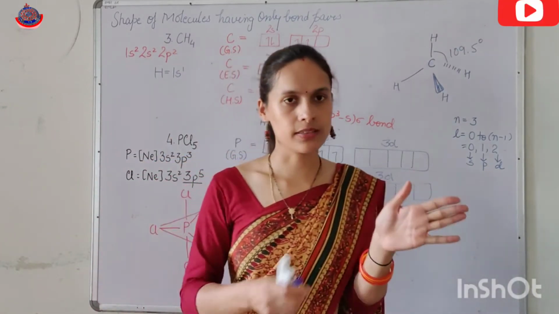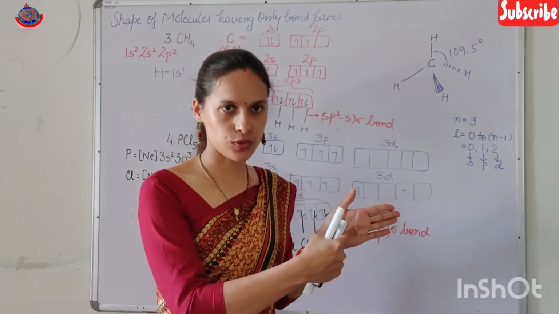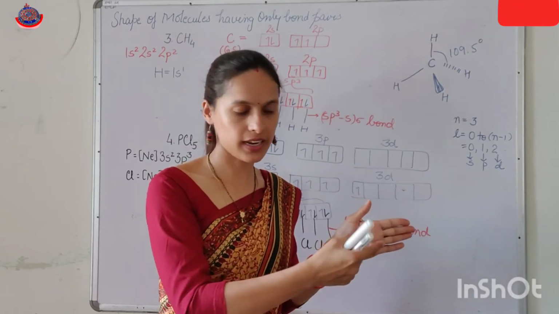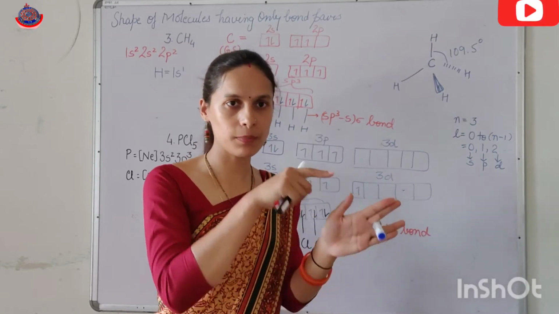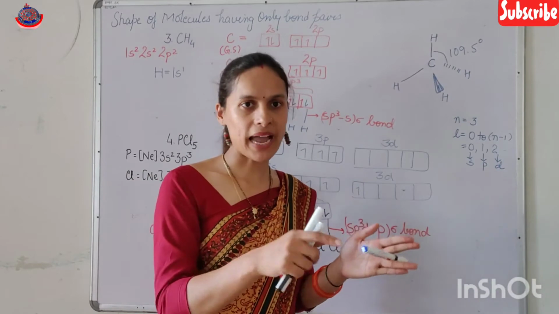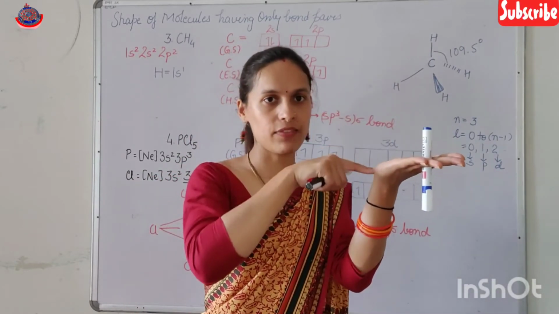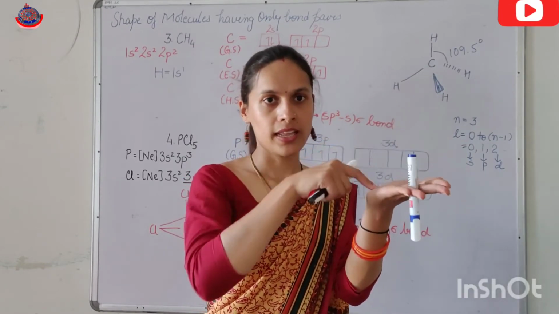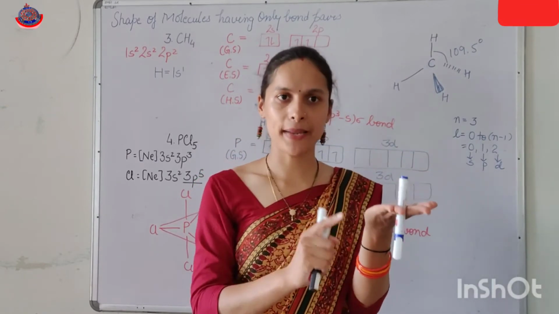Means if suppose my hand is a plane, in the center I have phosphorus, and the 1st chlorine, 2nd chlorine, 3rd chlorine are present in the form of a triangle. 1 chlorine is above the plane like this, and the other one is below the plane. Clear? So triangular bipyramidal. Why bipyramidal? Because if I join the line of this chlorine with the next 3 chlorines, I get a pyramid. Similarly, a lower pyramid. So trigonal bipyramidal.